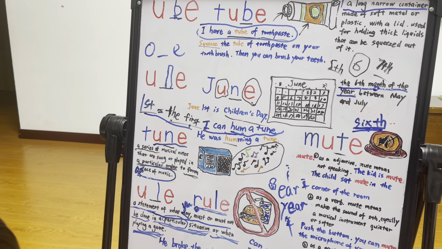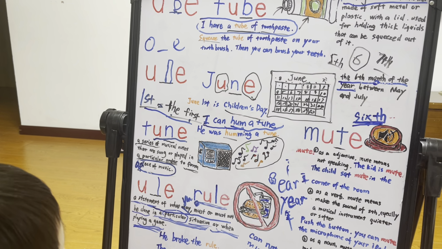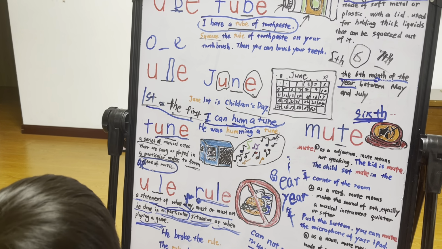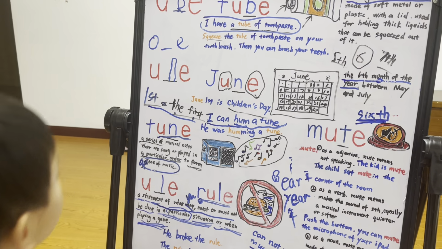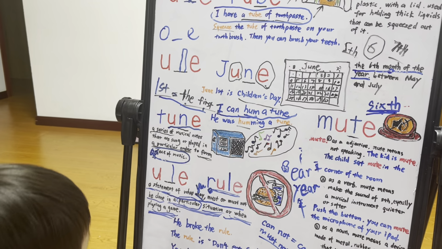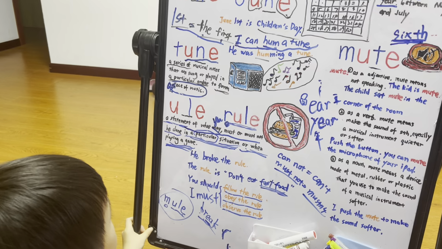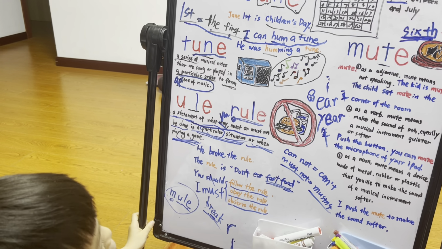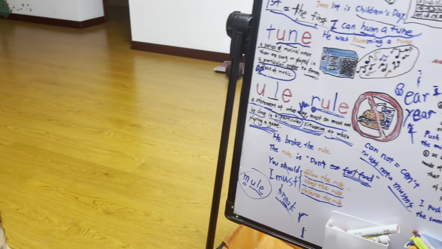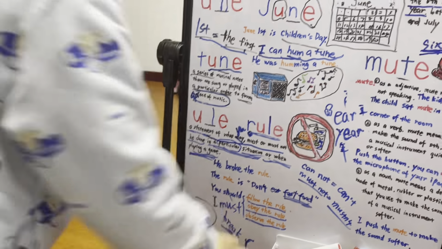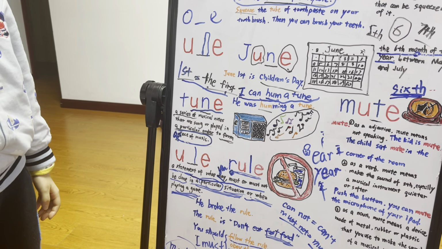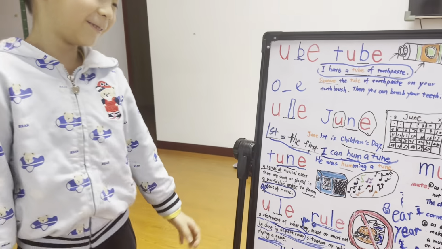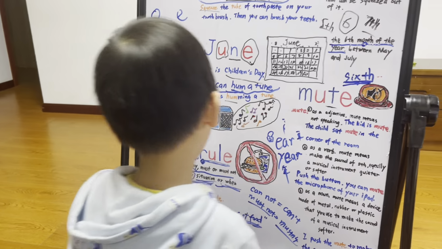Okay, next one. T-U-N-E. How do you say it? Tune. Tune also can say tune, yes? I can tune. Okay. Hum a tune. Can you hum a tune? I can hum a tune. Good.